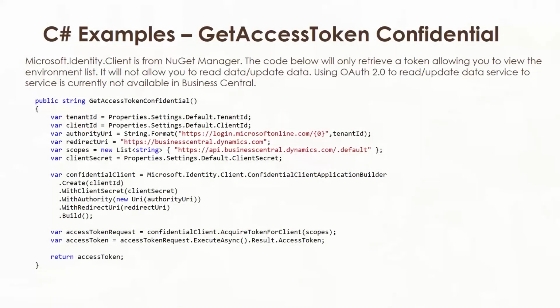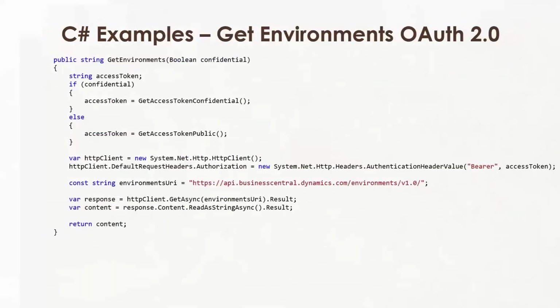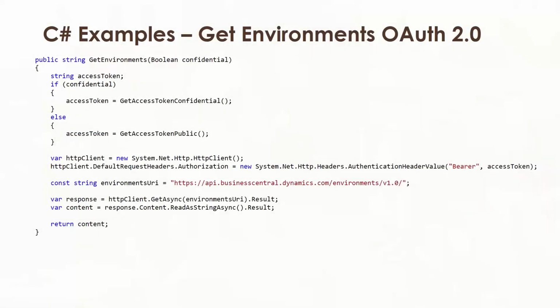Here's code to get the confidential token. This is one where you don't need user intervention, but for what we're covering today, if you want to use OAuth 2, you need to use the public token. A user will have to log on. Otherwise, again, if you're using basic authentication, you bypass that. You don't need a user to log on. You've already passed it the credentials.